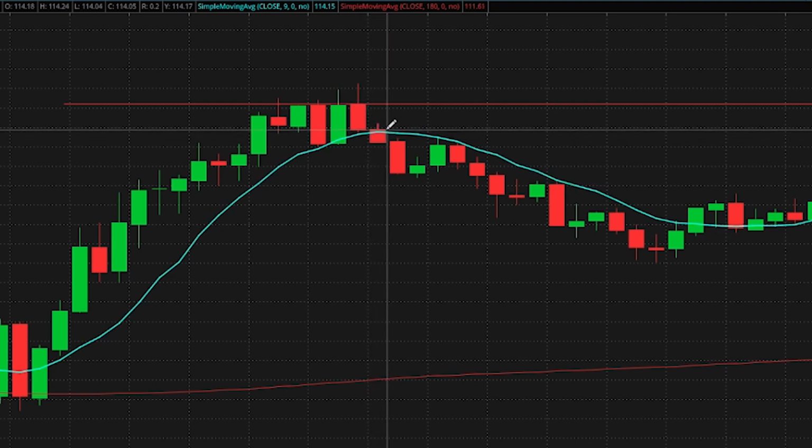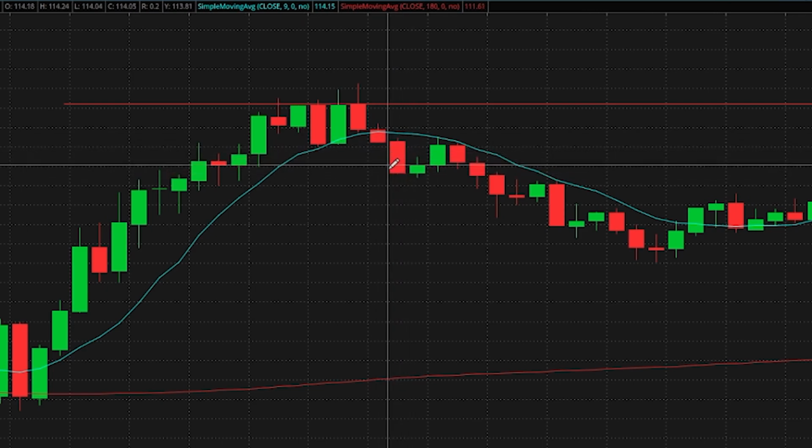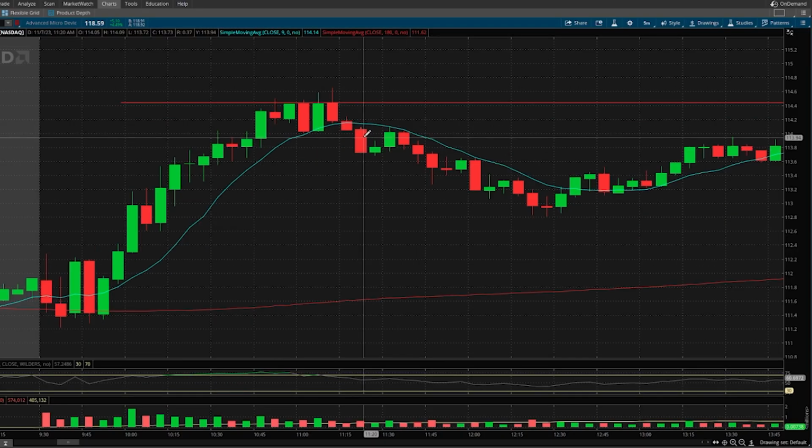Now we don't exit out of the trade right here just yet because we want to make sure we are confirmed that we are going to be completely out of this trade with the validation candle, which is the first red candle below the blue SMA line, which is this candle right here.